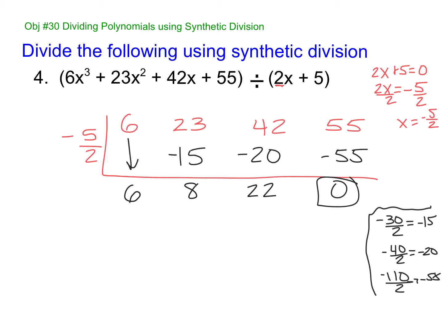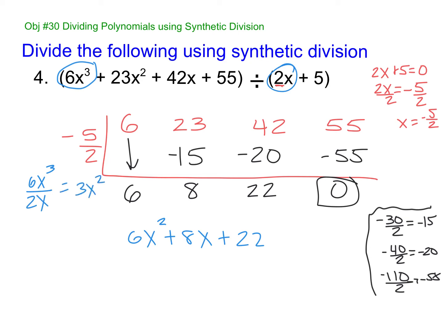So we get 6x squared plus 8x plus 22. This is actually wrong, though. Can anyone see why this is wrong? If we were doing long division, what's the first thing we do? We take our leading term, 6x cubed, divided by this term, 2x. What does that give us? 3x squared.